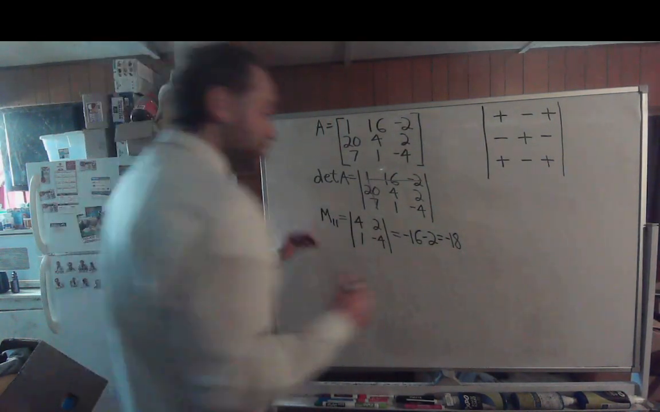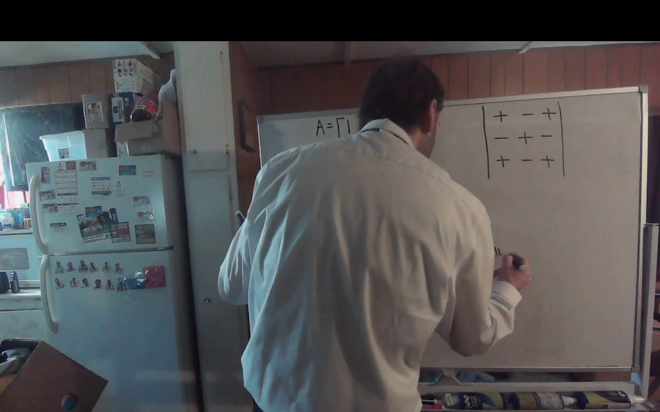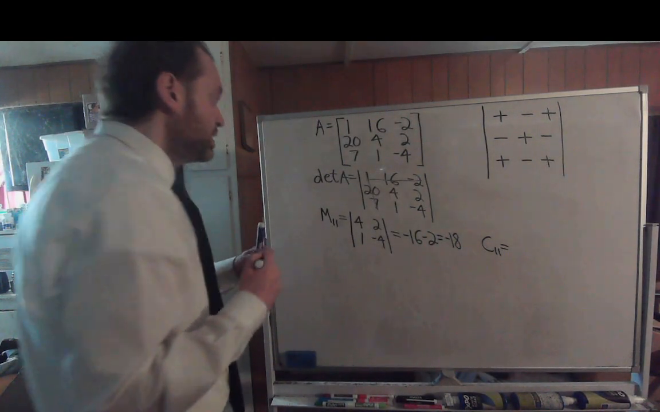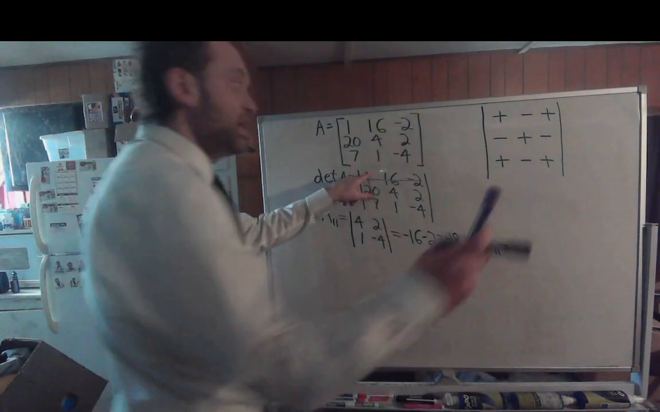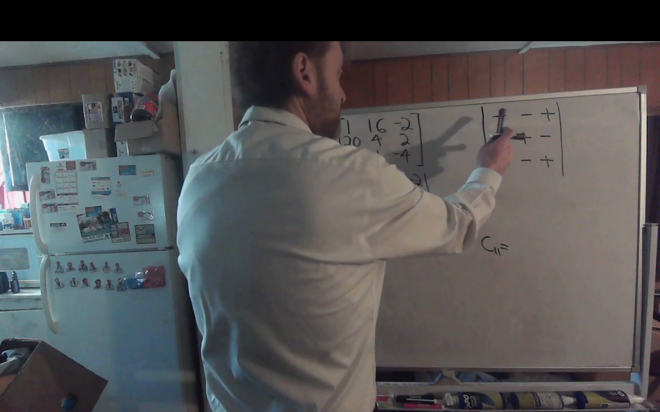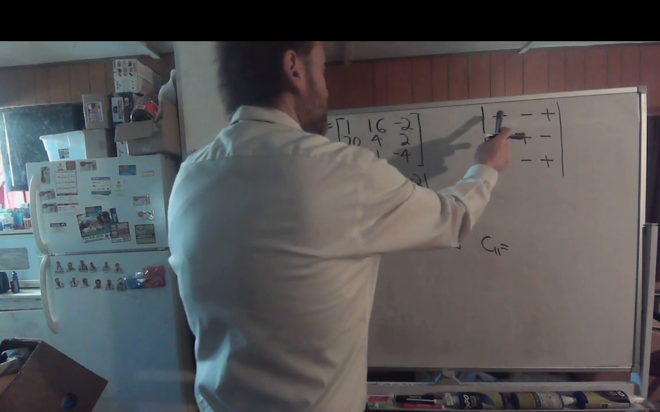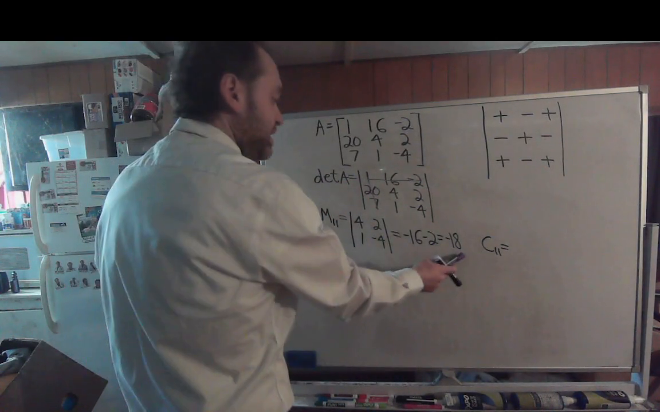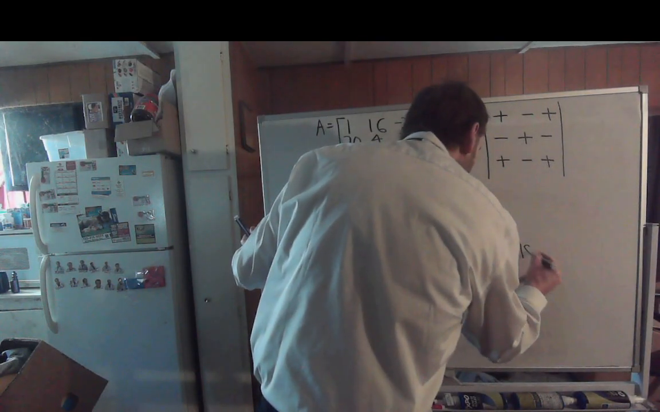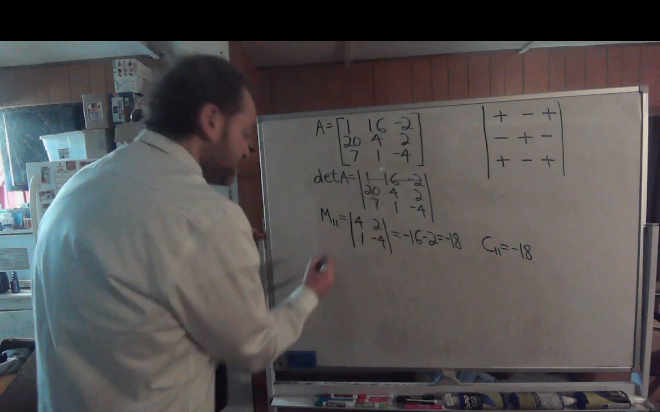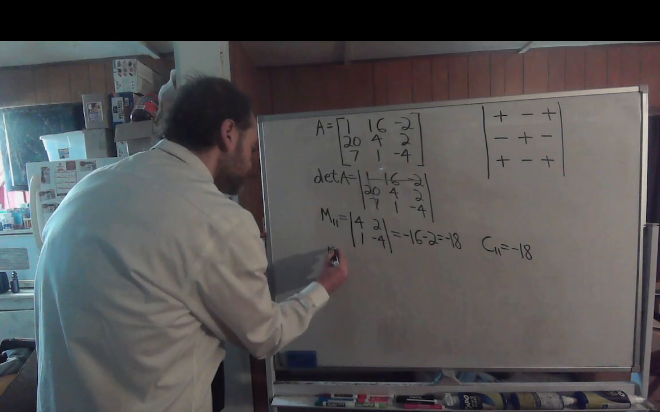Now to find cofactor 1, 1, we're going to deal with that minor. So that 1 coefficient, according to the sign matrix here, the coefficient matrix, it should be positive. So you'll take positive negative 18, which is negative 18. That'll be your cofactor. Now let's deal with minor 1, 2.